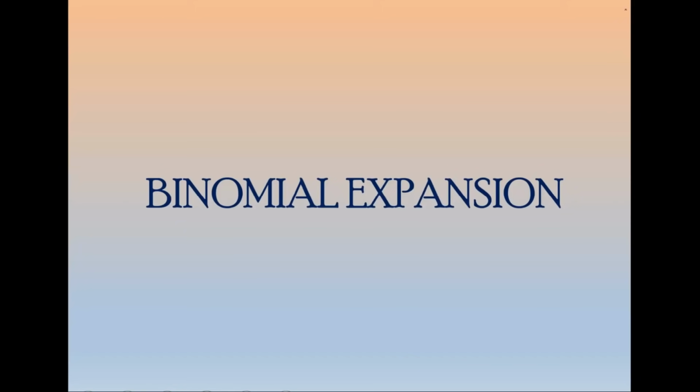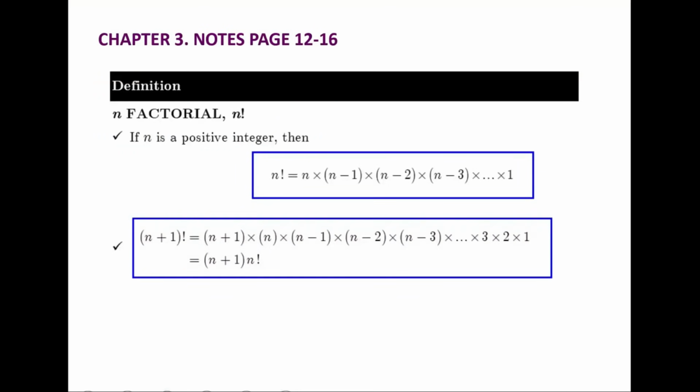Hi, we are now in the second subtopic of chapter 3, which is binomial expansion. But before that, we introduce you to n factorial. For any positive integer n, we define n factorial as n times n minus 1 times up to times 1. So here, we have to start with n according to our factorial and end with 1.